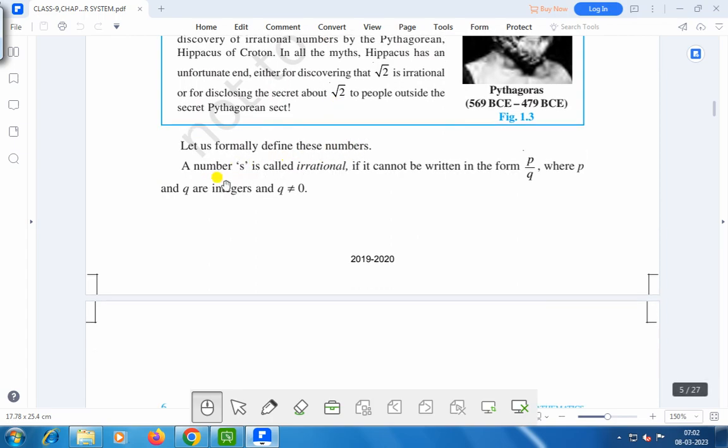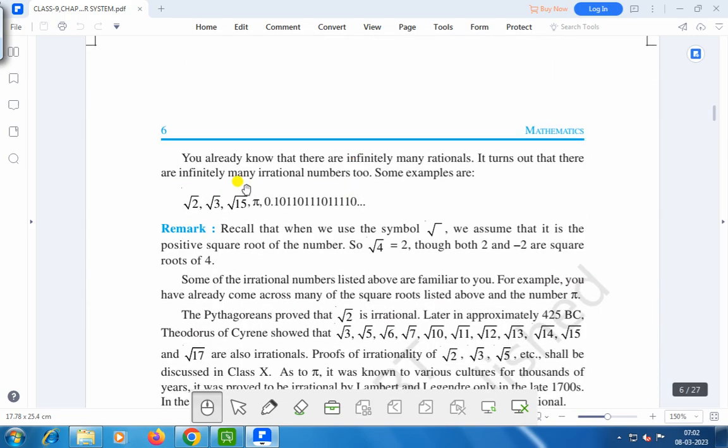Let us formally define these numbers. A number s is called irrational if it cannot be written in the form p by q, where p and q are integers and q not equal to 0. You may already know that there are indefinitely many rationals. It turns out that there are infinitely many irrational numbers too. Some examples are root 2, root 3, root 15, pi, 0.0110111101111..., These are all irrational numbers.